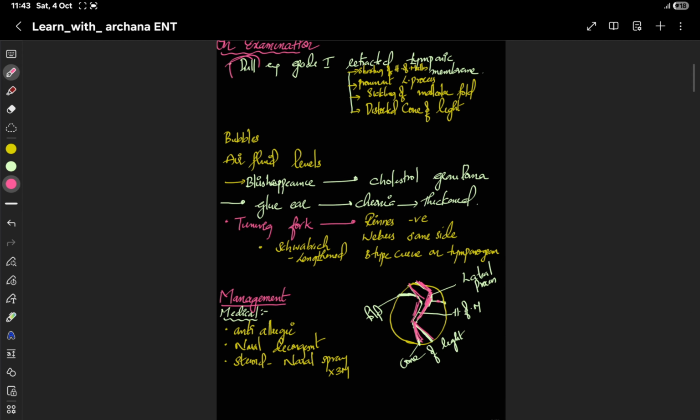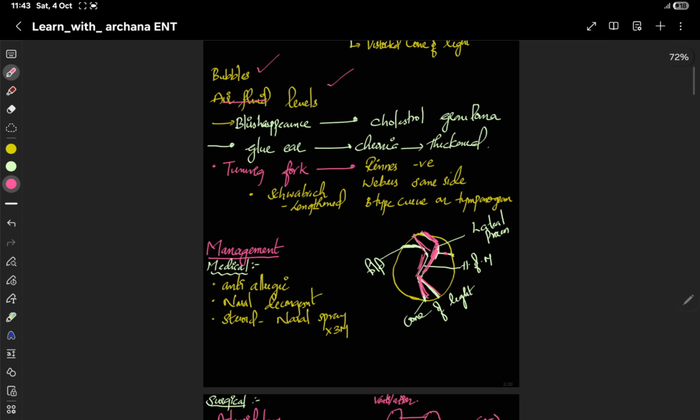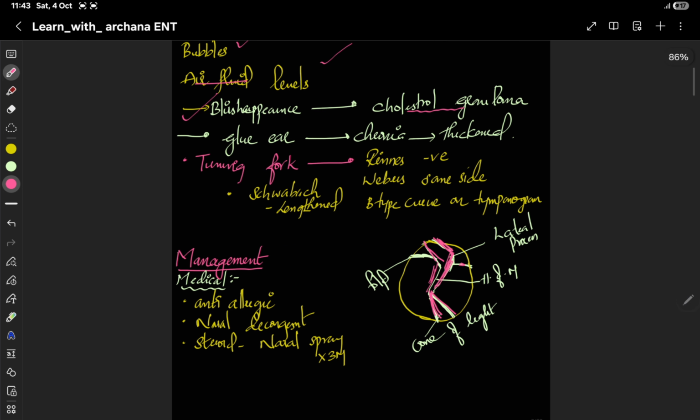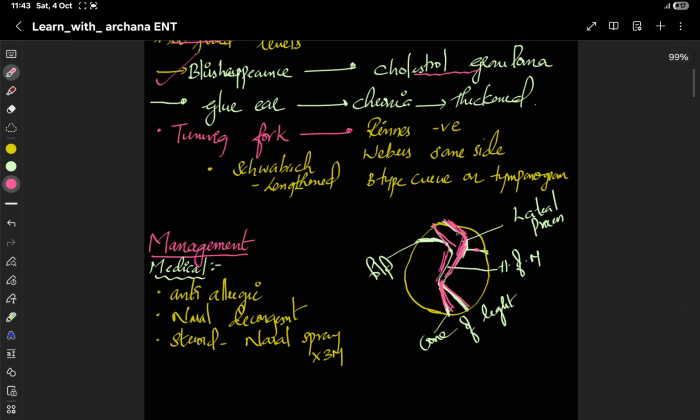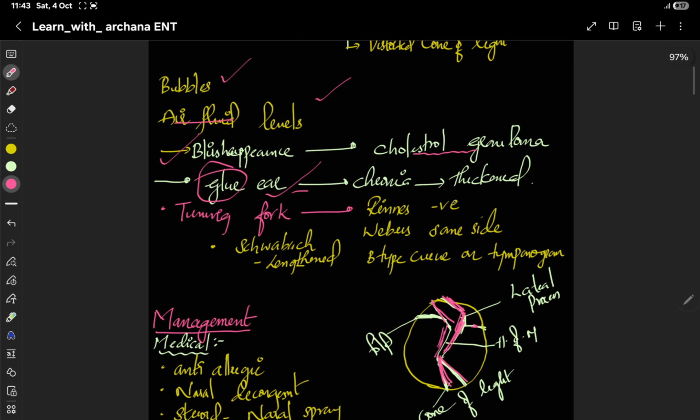As there is fluid filling behind, there will be bubbles. Okay, then air-fluid levels can be seen. Next, due to the collection of fluid, sometimes cholesterol gets accumulated and it will lead to cholesterol granuloma formation and will appear bluish in color. Okay, then after some time, when the fluid has collected for a long time, this fluid becomes thick like glue. So it is also known as glue ear, due to chronic infection and thickening.